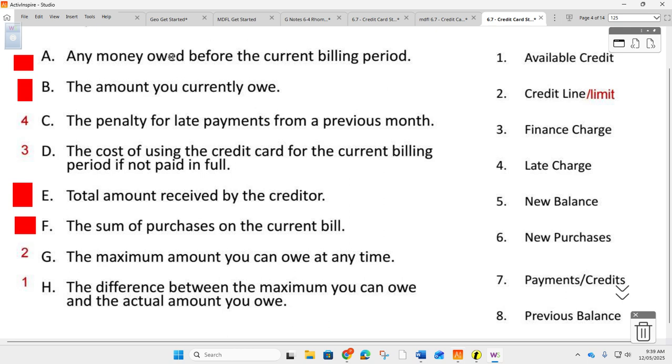Let's go ahead and jump right in. Any money owed before the current billing period is the previous balance.